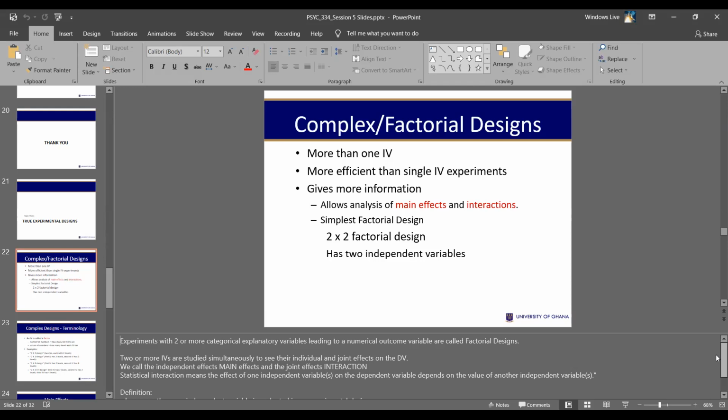But in an instance whereby a researcher wants to test more independent variables on one dependent variable, say the researcher wants to find out how alcohol and marijuana affect recall, it means that the researcher has two independent variables, alcohol and marijuana. So that's a typical factorial design.